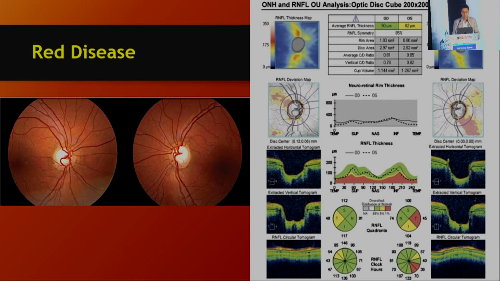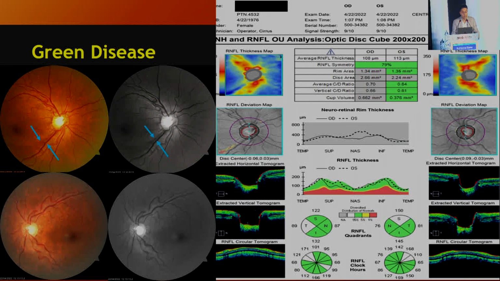Like in this, we can see the increased cup disc ratio of around 0.7, but the neuroretinal rim is healthy, but OCT is showing the red disease. Like in the left eye, we can see the red picture temporally. Green disease, like this in the right eye, we can see a small inferotemporal RNFL defect, but the OCT is showing the normal picture. This is called green disease.